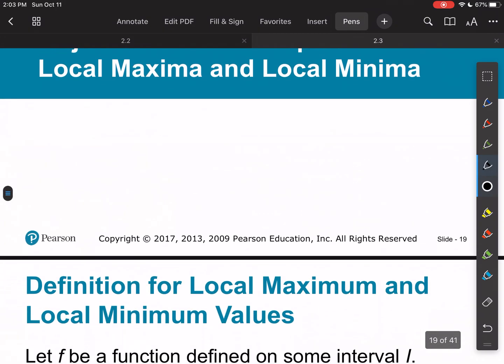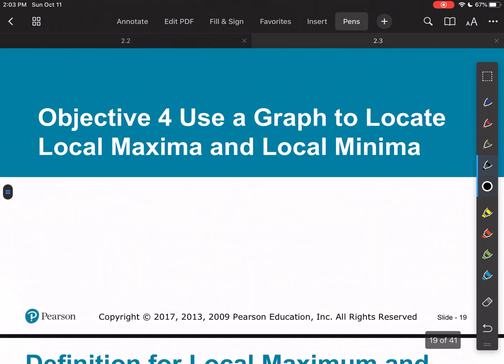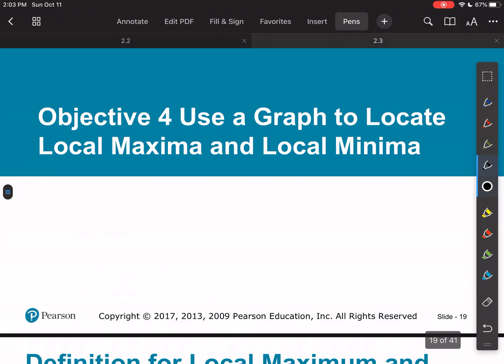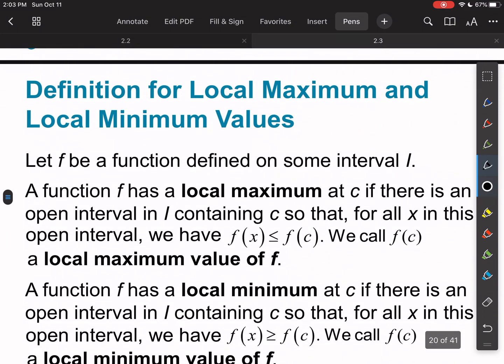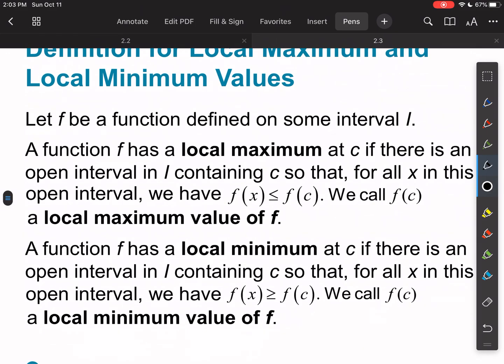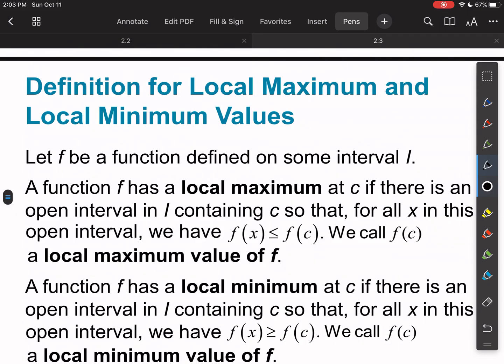All right, let's look at one more objective for this video, and then we'll break this up into 2 parts here. So objective 4 says use a graph to locate local max and local mins. The definition for local max and local mins, basically, you can read through this official definition, you guys, but essentially all you need to remember is if you have a graph, anywhere where you see a peak or a valley on a graph is a local max or a local min.